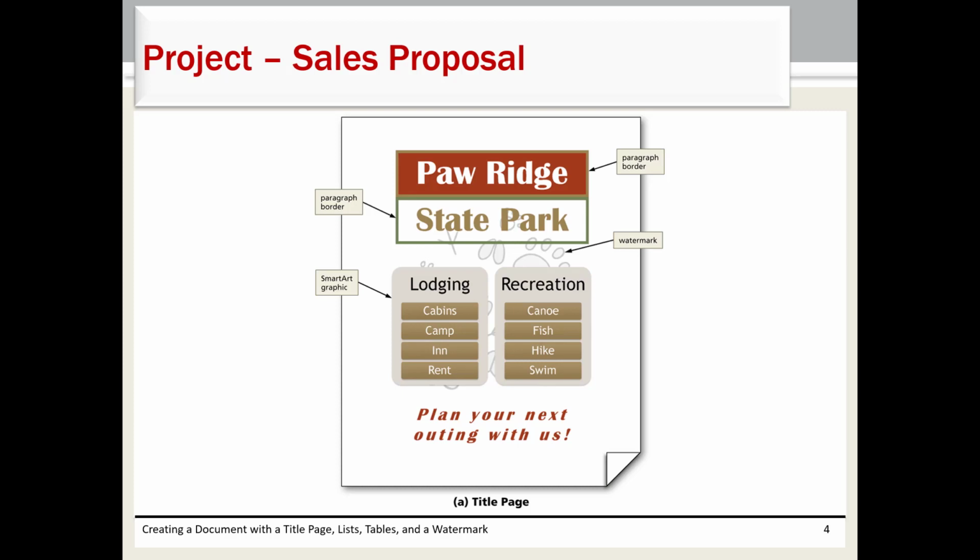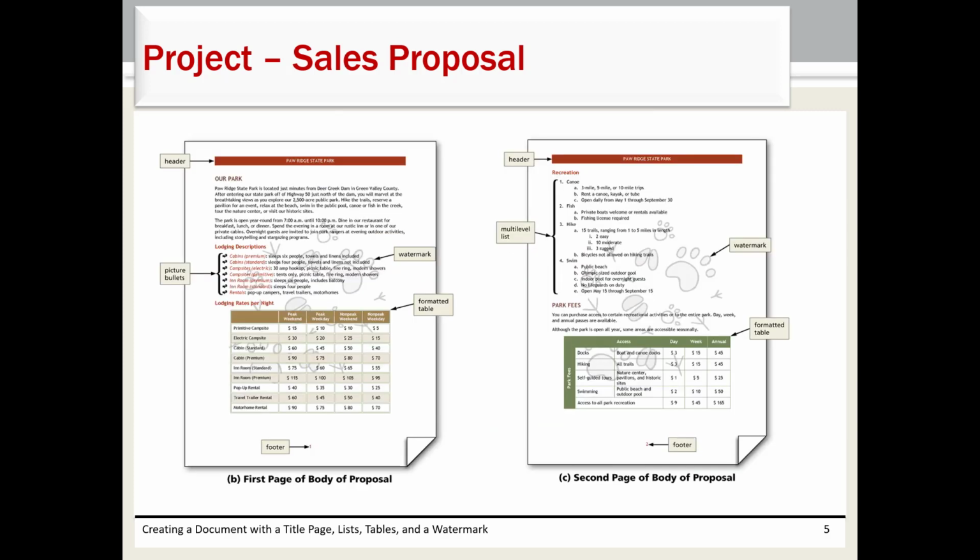In this sales proposal, we are going to design a document to persuade readers to visit a state park named Paul Ridge State Park. To make this document stand out, we will use a colorful title page, a watermark that has an animal paw print, and some regular features such as a list and table to highlight important data. This proposal includes a title page and two body pages.